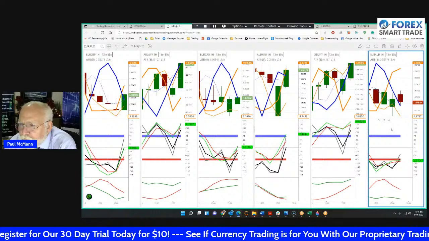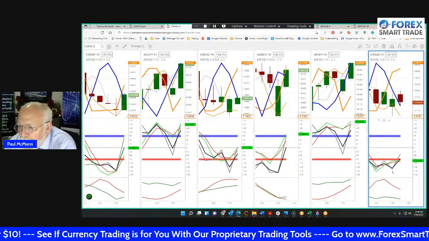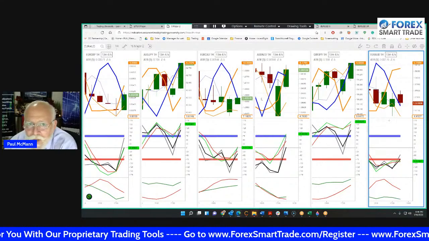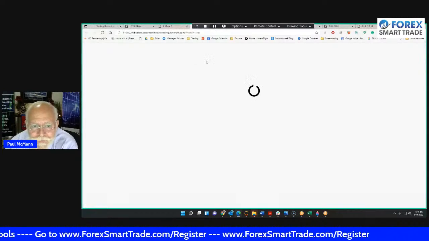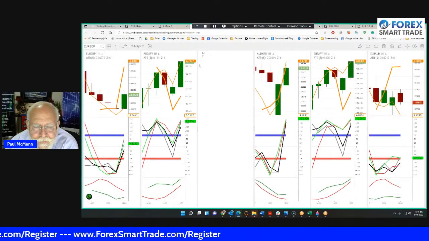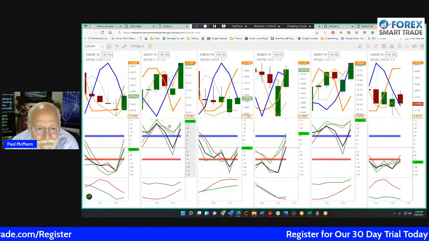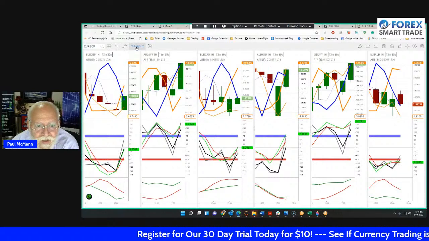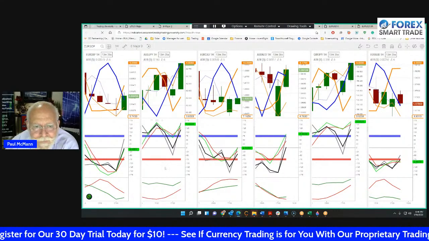Euro Australian dollar, oversold. Minors are going up. Majors are going sideways, so we're going to pass. So let's open up another grouping, and we will change it to 6 major 3.